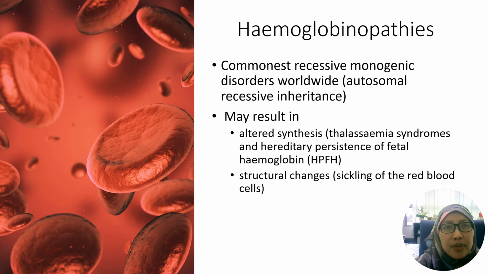Hemoglobinopathies constitute the commonest recessive monogenic disorder worldwide. They are caused by variants that affect the genes that direct synthesis of the globin chains of hemoglobin and may result in altered synthesis, for example in thalassemia syndromes and hereditary persistence of fetal hemoglobin, or structural changes such as sickling of the red blood cells, hemolytic anemia, and polycythemia.